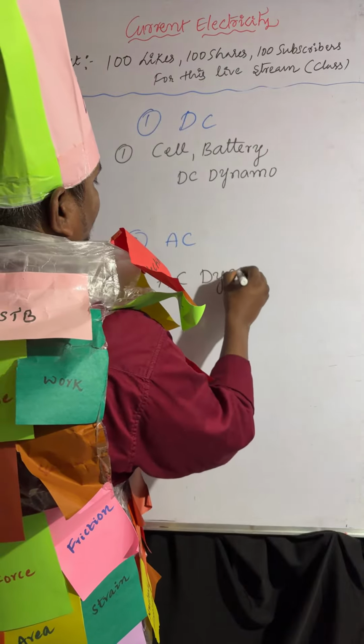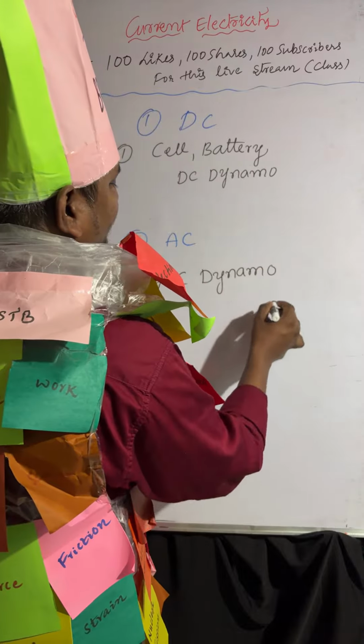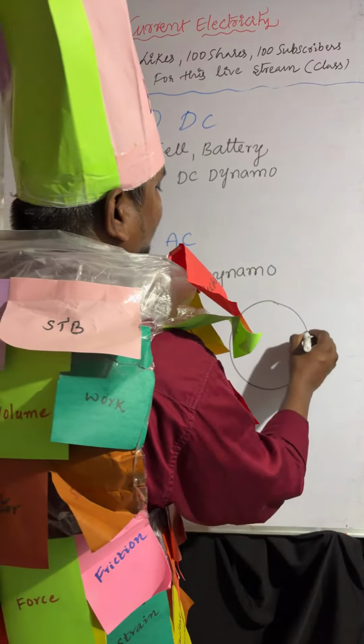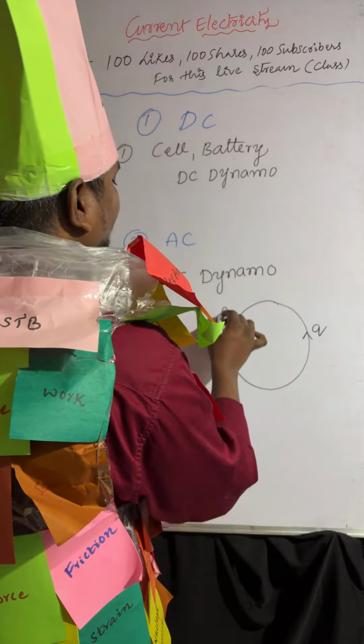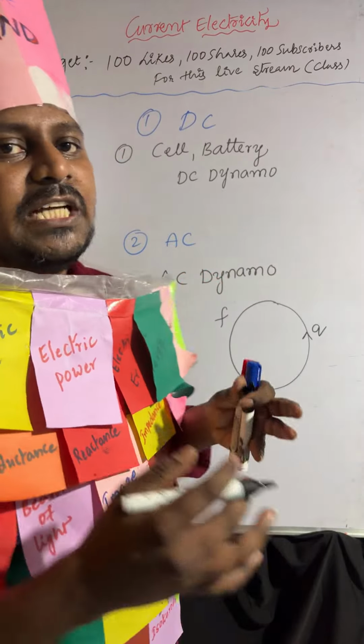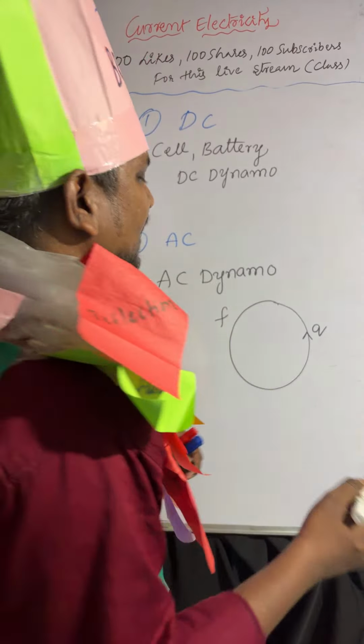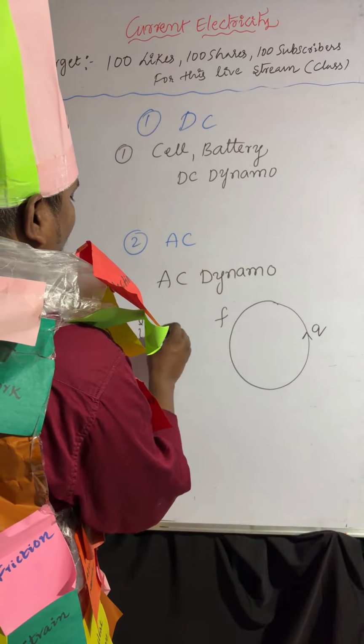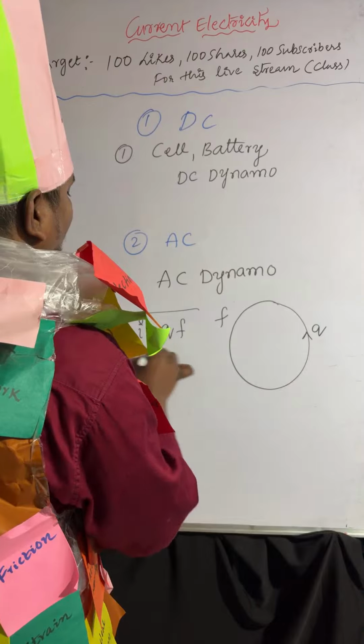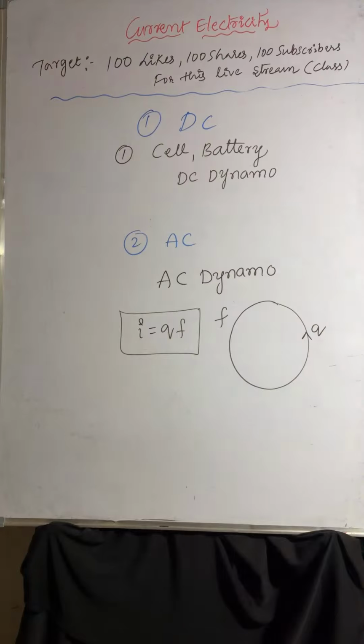Now, if the charge Q is moving in a circular path with a frequency F, the current can be written as I equal to QF. The current will flow in the conductor due to the movement of the electrons. Understood or not? So this is about DC and AC.